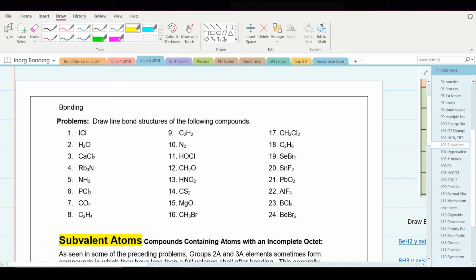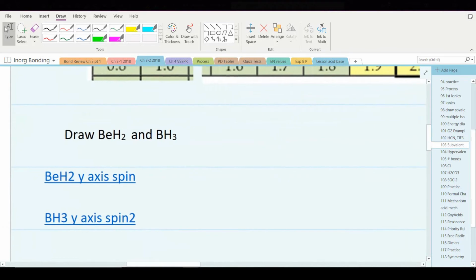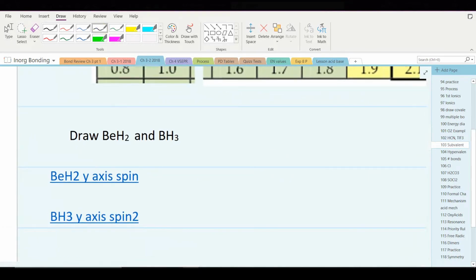Let's slide off to the side here. I've asked you to draw the structure of beryllium hydride. Beryllium is in group 2A, so it only has 2 valence electrons. And hydrogen is in group 1A, it only has 1 valence electron, so guess what? This is the structure of beryllium hydride. Let's take a look at an animation of it.